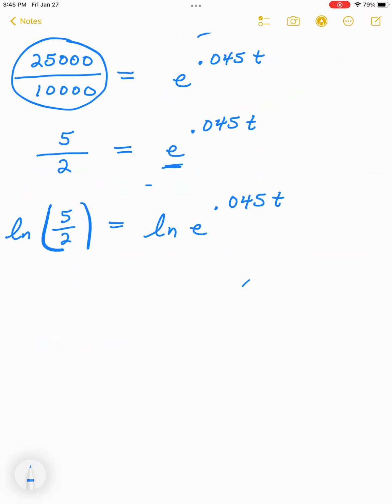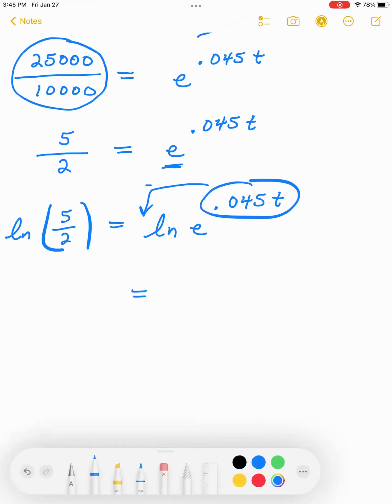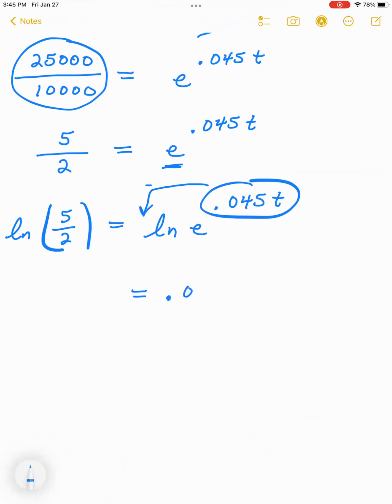And then as you've learned about in class, when you take the logarithm, what that allows us to do is take this exponent and bring it out front of this logarithm here. Let me get rid of these little marks. And you can rewrite this expression as a product. So you've got 0.045t times the natural log e, and then on the left, you've got natural log 5/2.